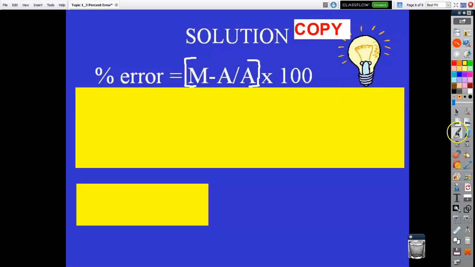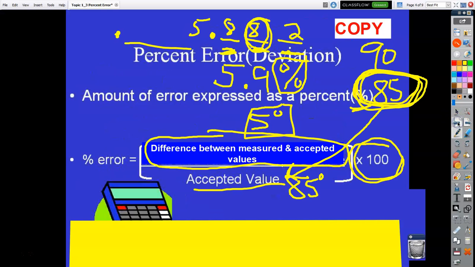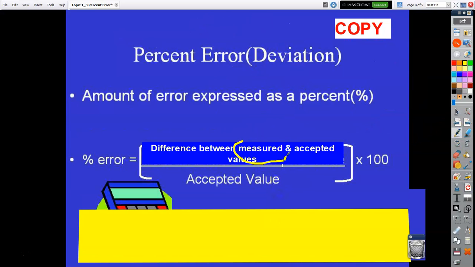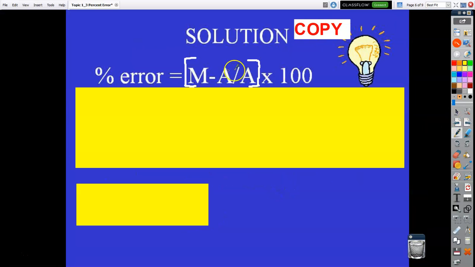The first thing I do is write down my equation. This was called the measured value, and this was called the accepted value. So instead of writing measured and accepted, I just use M for measured, A for accepted. So it's going to be the measured minus the accepted, and then this means divide by. Don't forget the accepted or actual goes on the bottom. Notice I put brackets. Kids will say, Rocco, why do you put brackets there? I put the brackets to know to do everything in those brackets first, so that I know the last thing I do is multiply by 100.